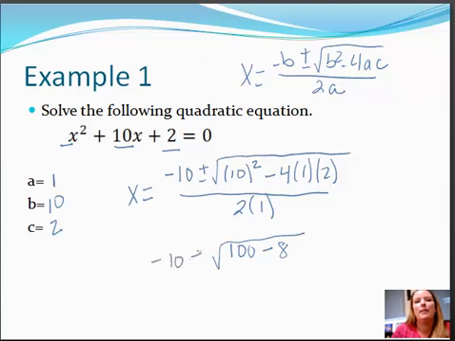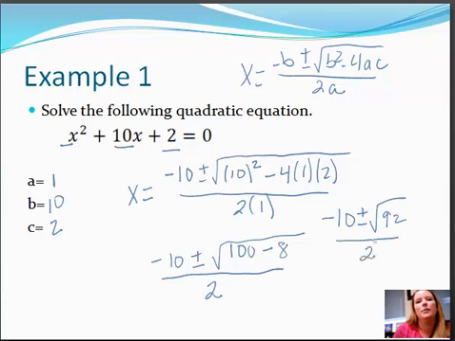We still have negative 10 plus or minus. Now the plus and minus comes from the fact that a square root can have a positive answer or a negative answer. All divided by 2. And then you simplify even further. So 100 minus 8 would be, what, 92. So we'd have negative 10 plus or minus the square root of 92 over 2.